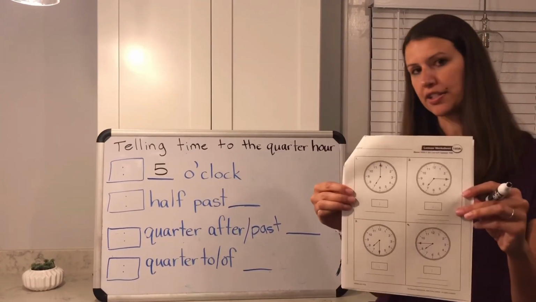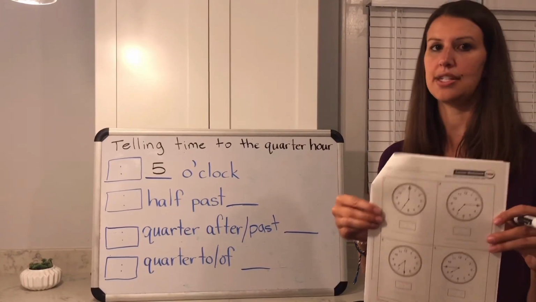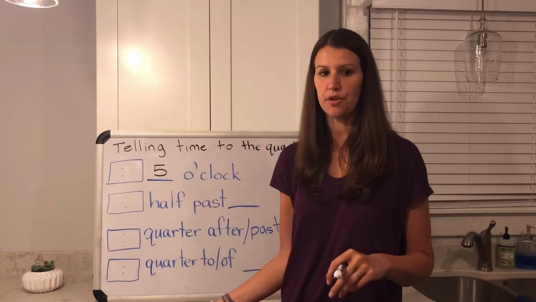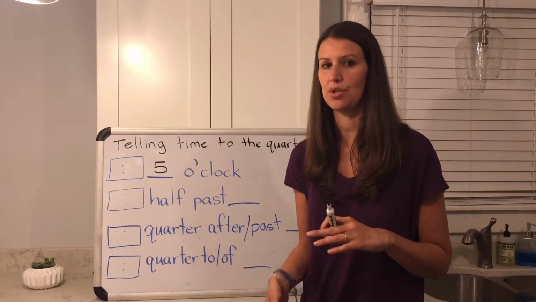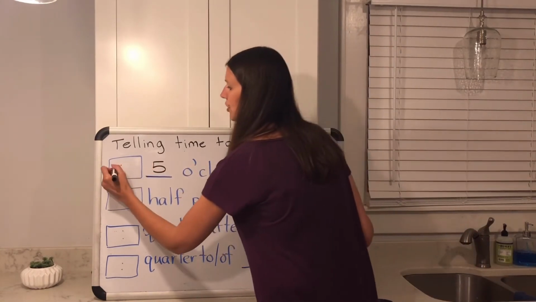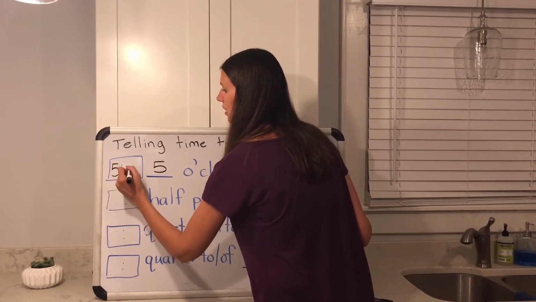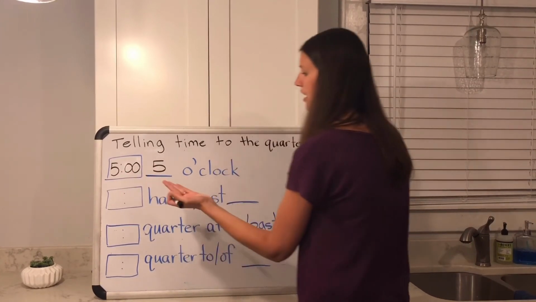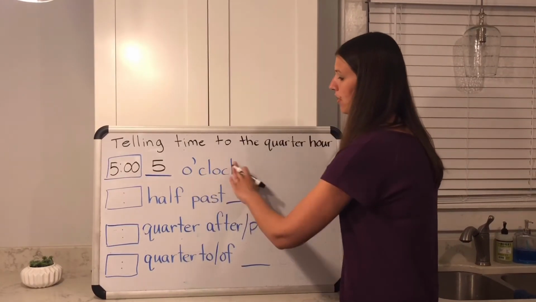All right, so on your assignment today, you're going to have a page that looks like this with lots of little clocks on it, and you're going to be working on telling the time in 2 different ways. The first way is going to be with the digital form, and the second way is going to be with words. So if it's 5 o'clock, first you would write the digital time, 5:00, and then on the line they give you, you would just write 5 o'clock.